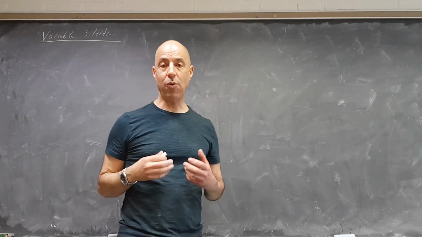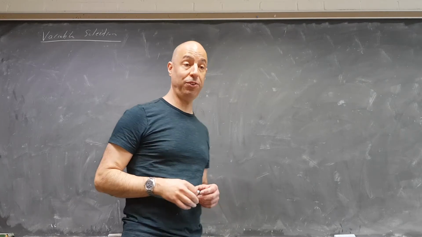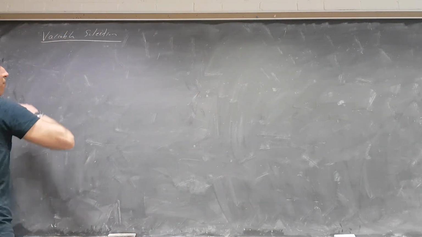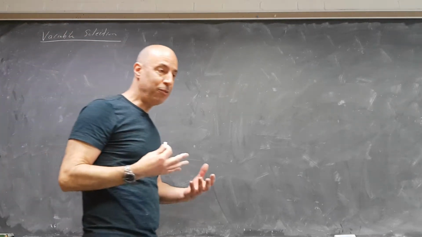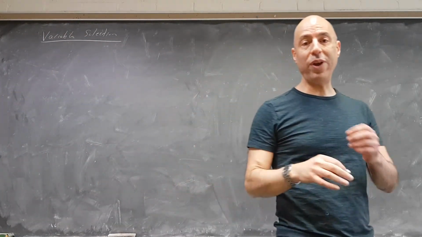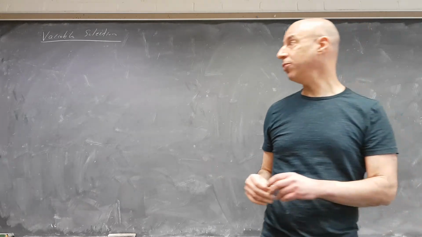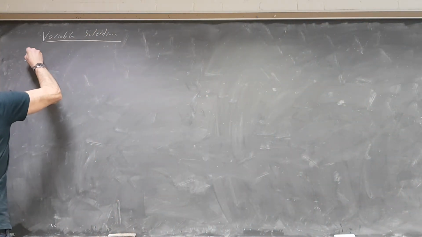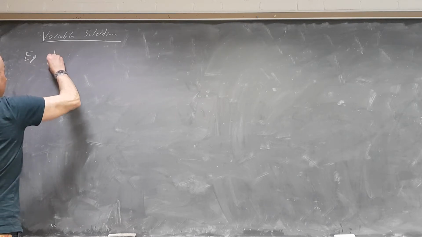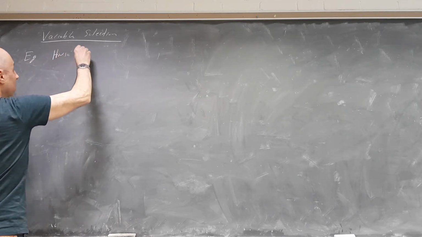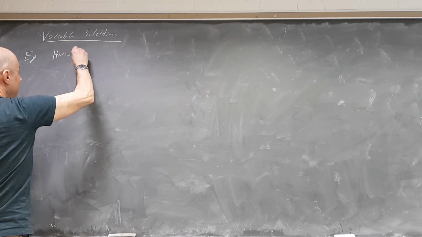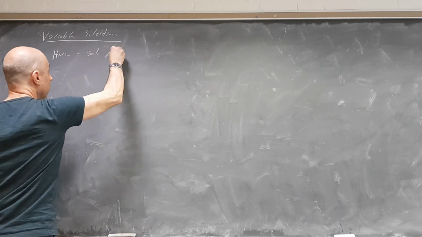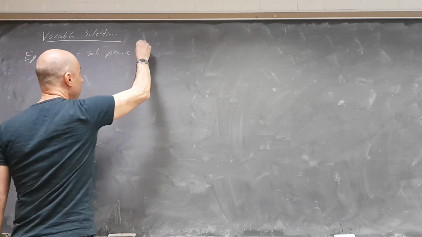In this video, I want to talk about the problem of variable selection. So let's say for each object, for each record, we have a large number of variables. Say we're talking about houses. And let's say specifically we're talking about the sale price. This will be our output variable.